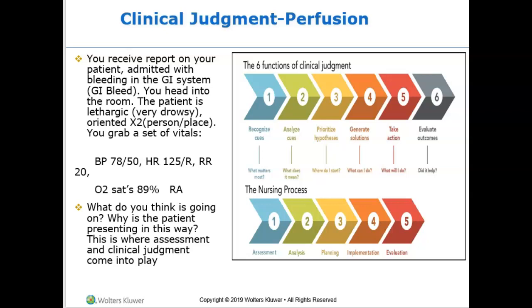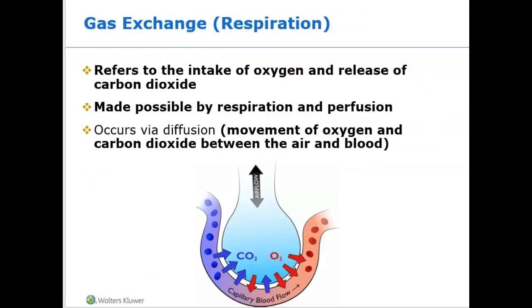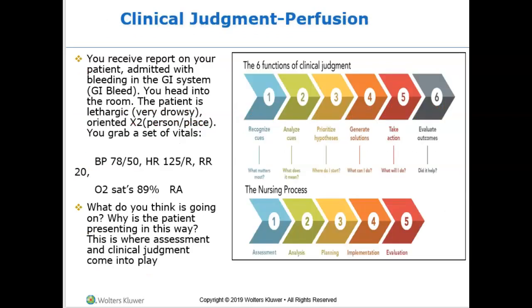I just went through recognize cues, analyze cues, and prioritize. Our hypothesis is that bleed is causing them to bleed out. So what are we going to do about it? Generate solutions.